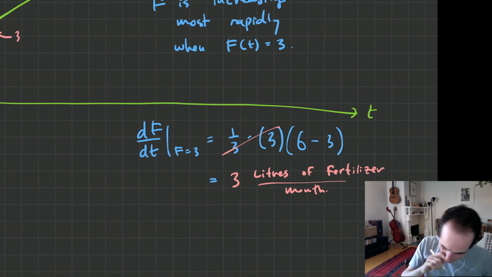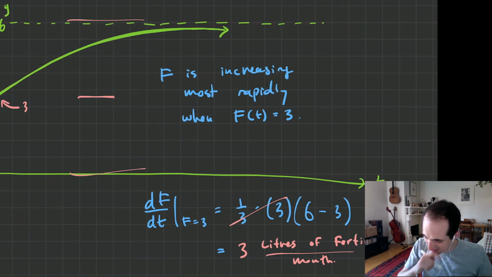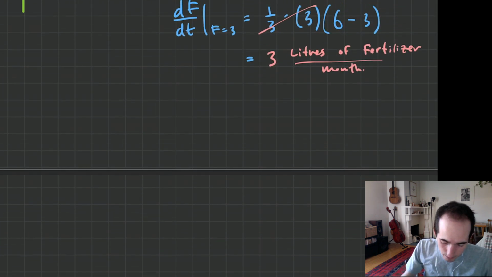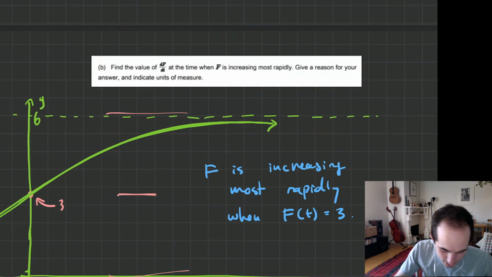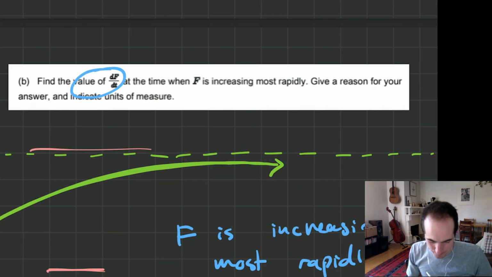Now, if you don't understand this whole maximum, minimum, middle business, you could solve for it with a little bit of algebra. Do you want me to do some algebra for that? Yeah. The question says find the value of df dt when f is increasing most rapidly.